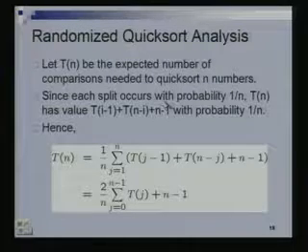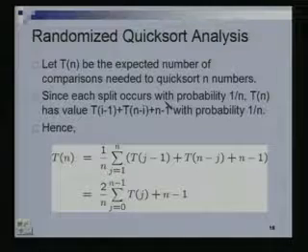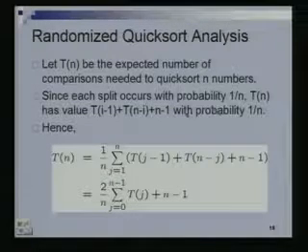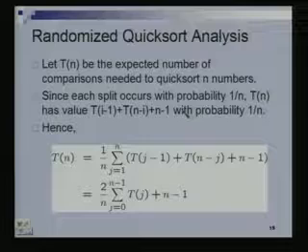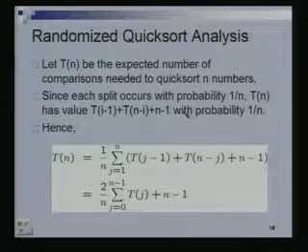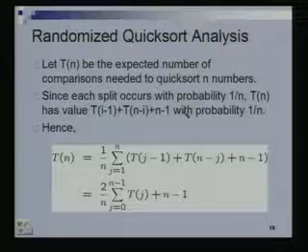Now depending upon what the pivot was, if the pivot was the ith smallest element, then on one side how many elements am I going to get? Let us say I get i minus 1 on one side and n minus i on the other side, and the ith element is already, let us say, at the right place. Okay. So now I have to quicksort those i minus 1 elements, and I have to quicksort those n minus i elements.